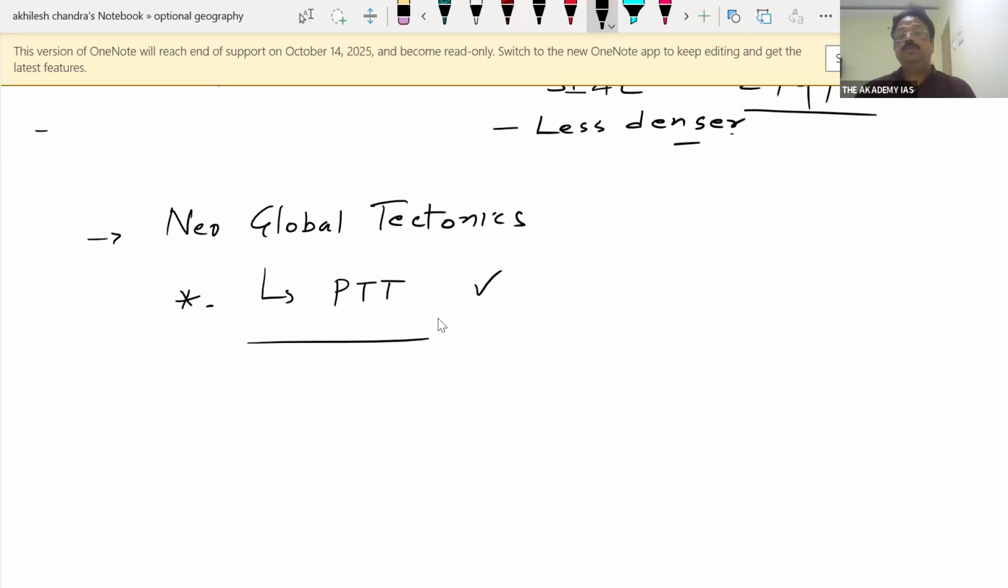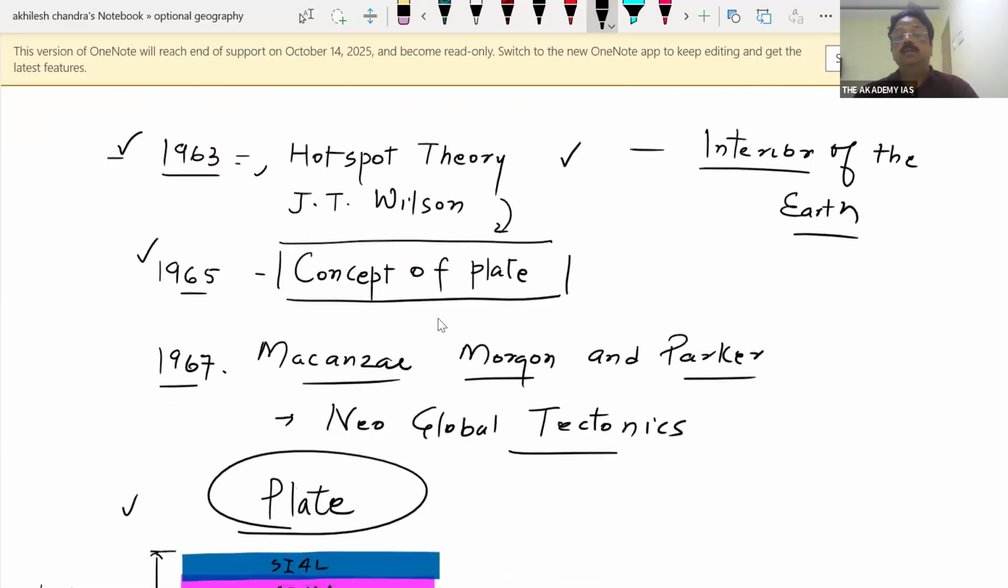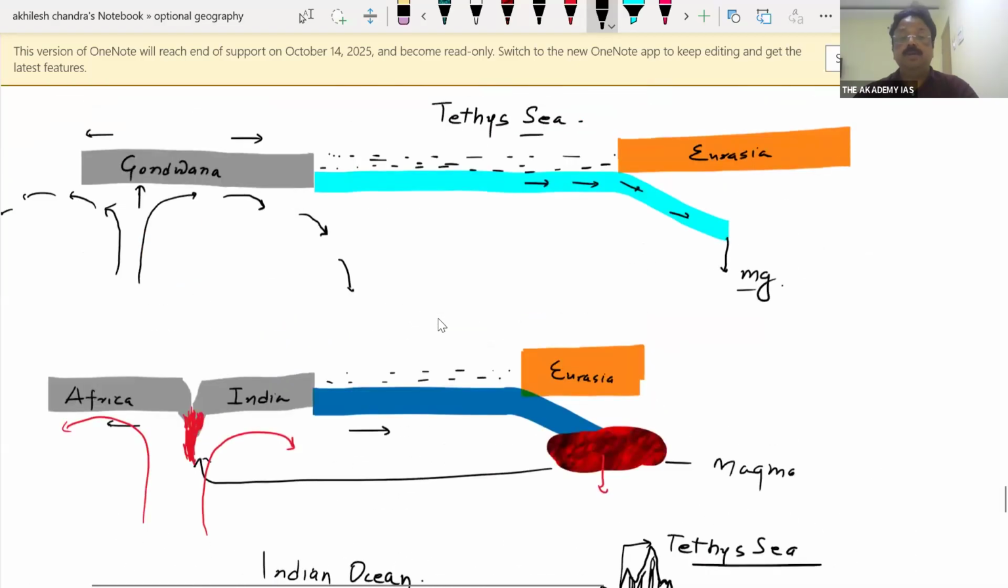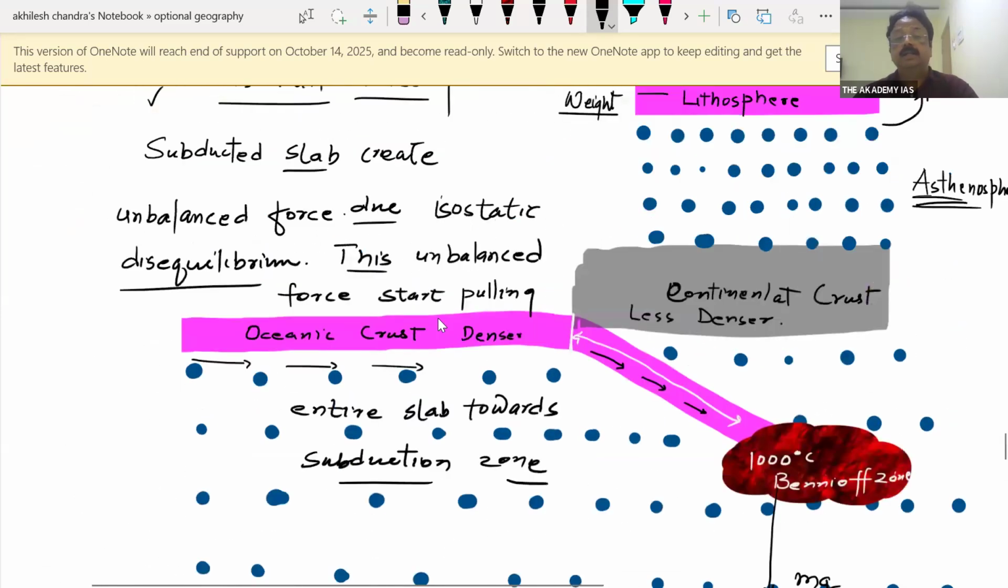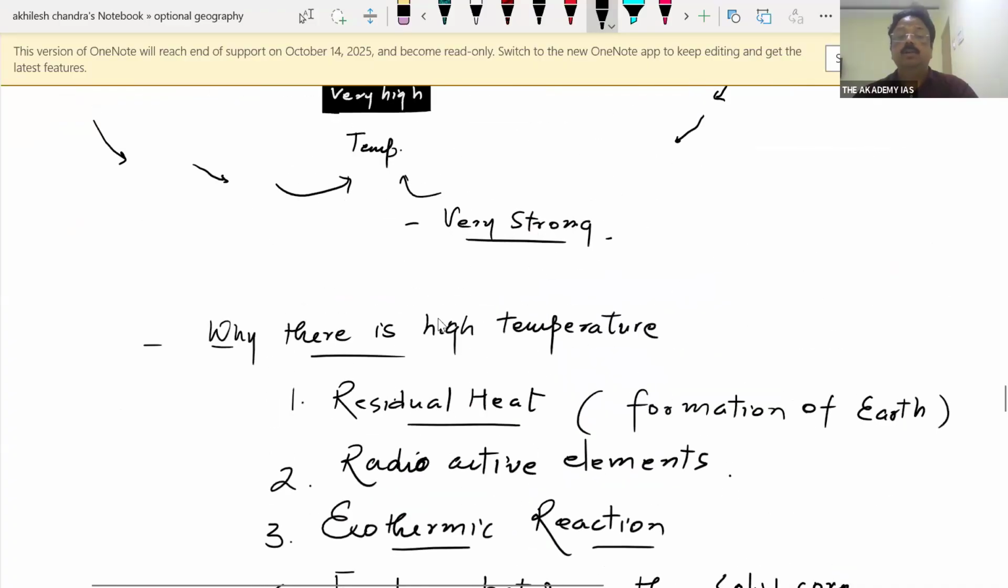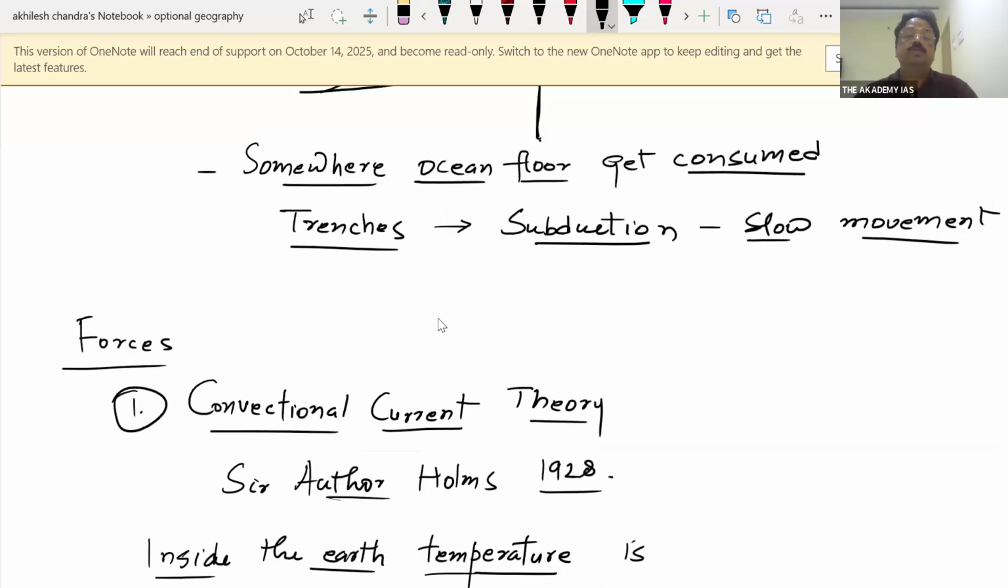So once you read the post-drift study and make notes out of it, almost within 600 words, so that you are capable enough to write any of this topic in 200 words, always. So you must prepare notes like what is the concept of plate, what is hotspot theory, 200 words, what is seafloor spreading, 200 words, isn't it? And not only this, you must prepare notes on convectional current theory, ridge push theory, slab pull theory, at least 200 words on each.